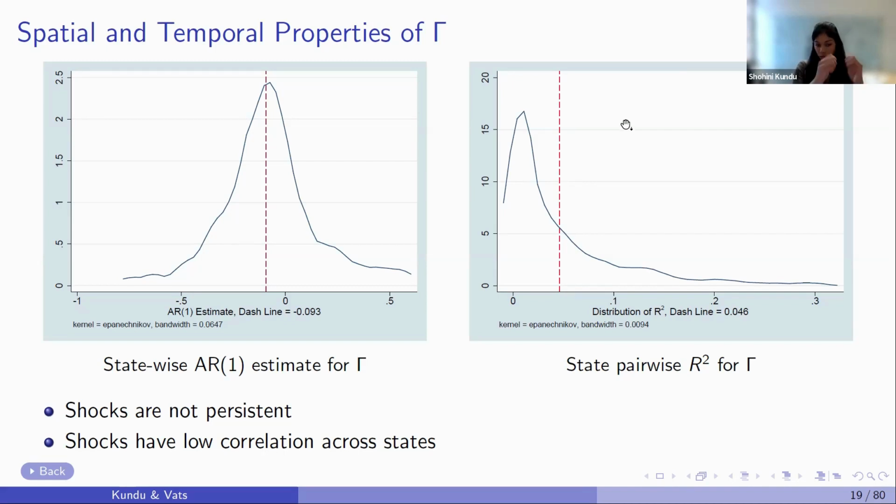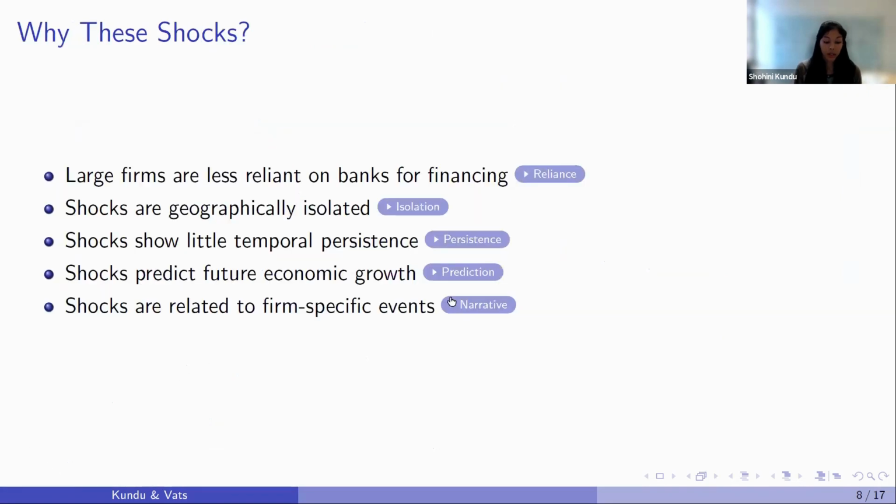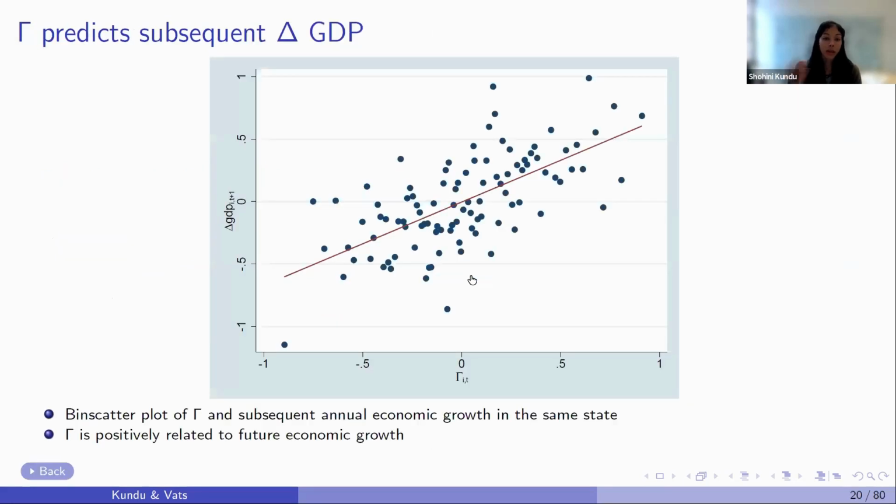We also look at the spatial correlation between the state level idiosyncratic shocks. What we do is pairwise regressions between the idiosyncratic shocks across states. And then we plot the kernel density and we find that the mass is concentrated around 0. So the state level shocks do indeed appear to be local in nature and not very persistent. These idiosyncratic shocks, however, can predict economic growth. This figure presents a bin scatter plot of the idiosyncratic shocks on the x-axis against subsequent economic growth on the y-axis. This line is upward sloping with a beta of 0.67. It's significant at the 1% level, and there's an R-squared of 7%.